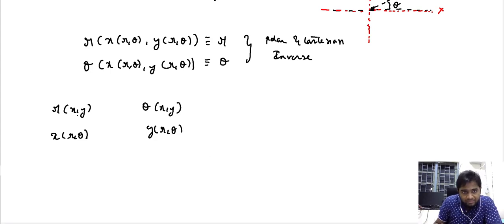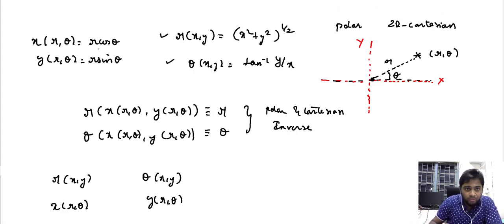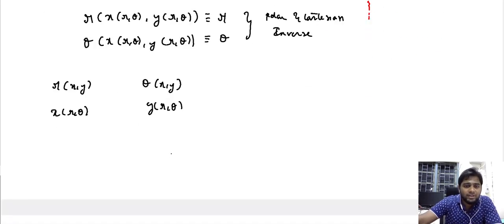Now, r as a function of x and y, theta as a function of x and y. So instead of expressing this in terms of a relation, we are just considering the function x in terms of r and theta, y in terms of r and theta, r in terms of x and y, theta in terms of x and y. Now, let us try to consider the derivative of x, y in terms of r and theta and r and theta in terms of x and y.